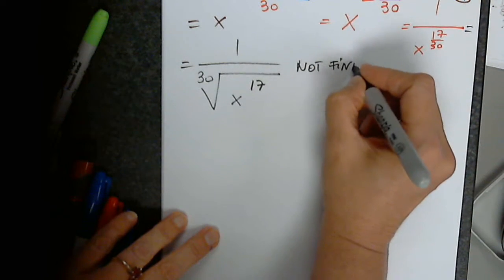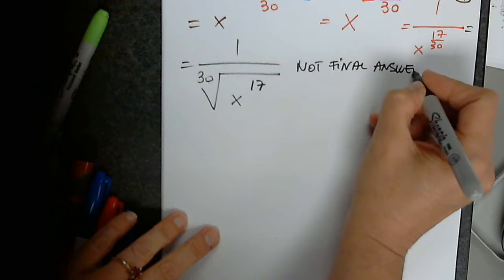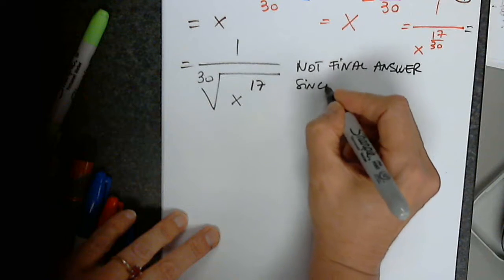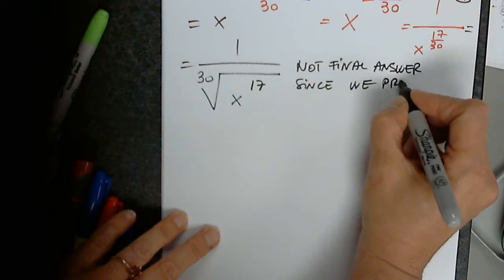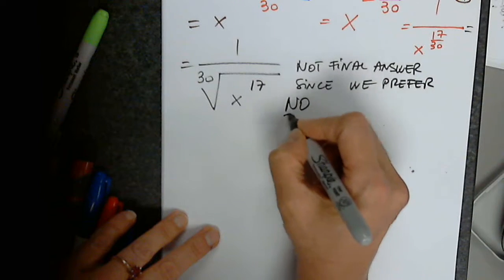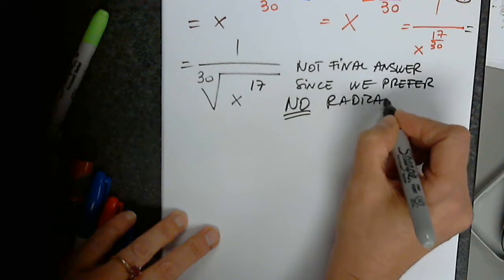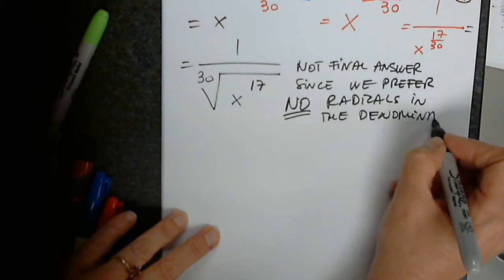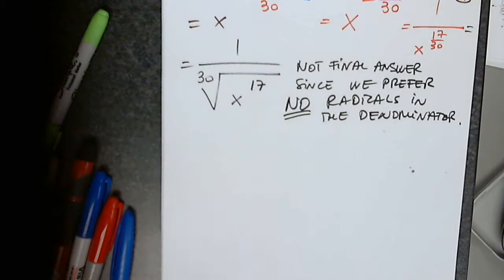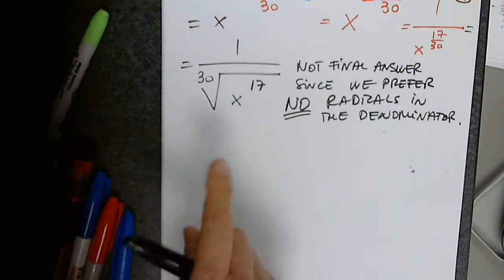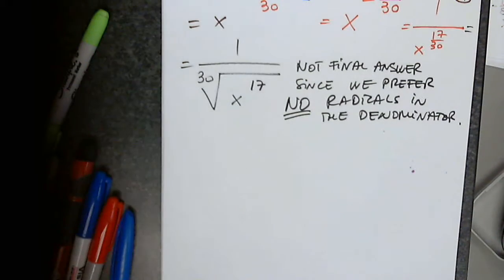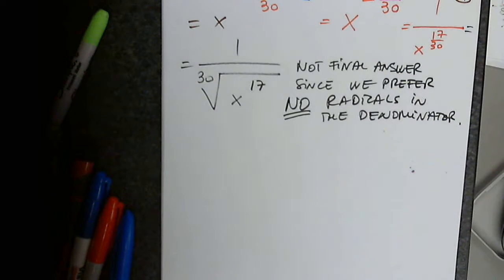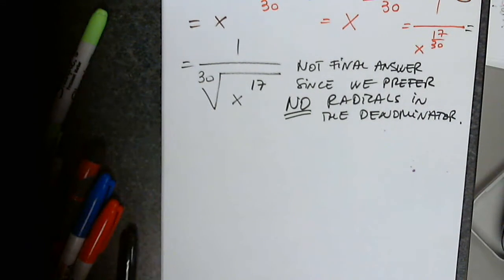I was going to say one thing here. Not final answer. Since we prefer no radicals in the denominator. And I will explain when we get to that. Maybe even today. Okay? Not the final answer. Only because we don't want radicals in the denominator. Like we don't want negative exponents in a final answer. The same idea.